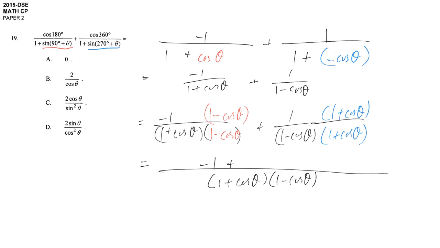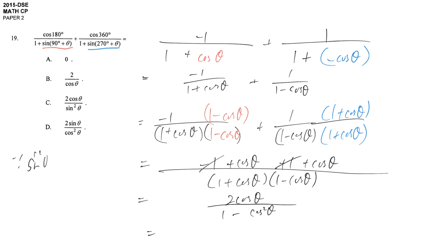We have -1 positive cosine theta, +1 positive cosine theta. Therefore, it simplifies to become 2 cosine theta above. What below? This is the form of identity. It will give you 1 squared minus cosine squared theta. And it's because sine squared theta plus cosine squared theta is always equal to 1. This is the trigonometric identity that we learned in Form 2. So 2 cosine theta divided by sine squared theta is our final answer. We get C.